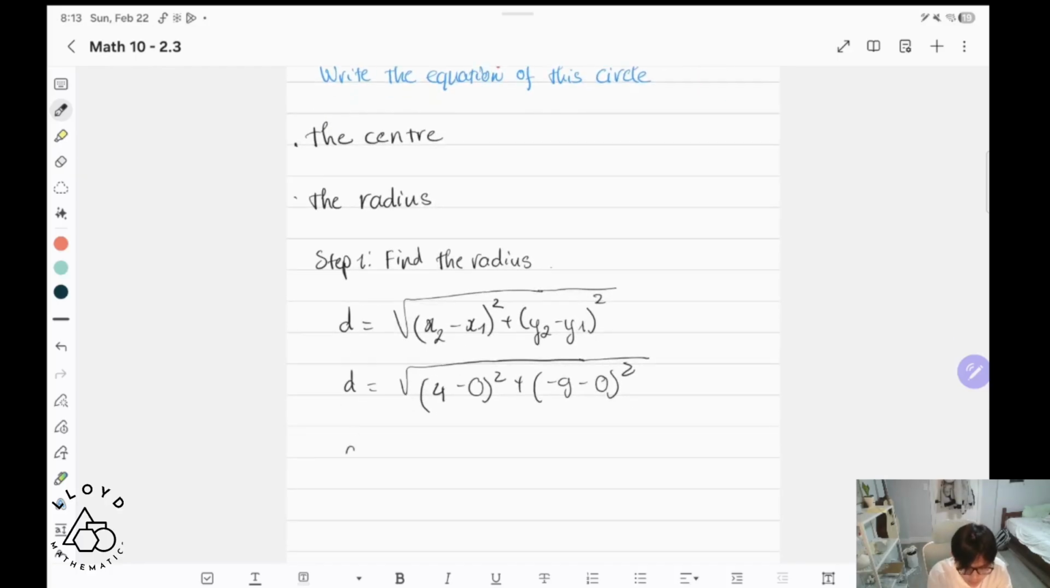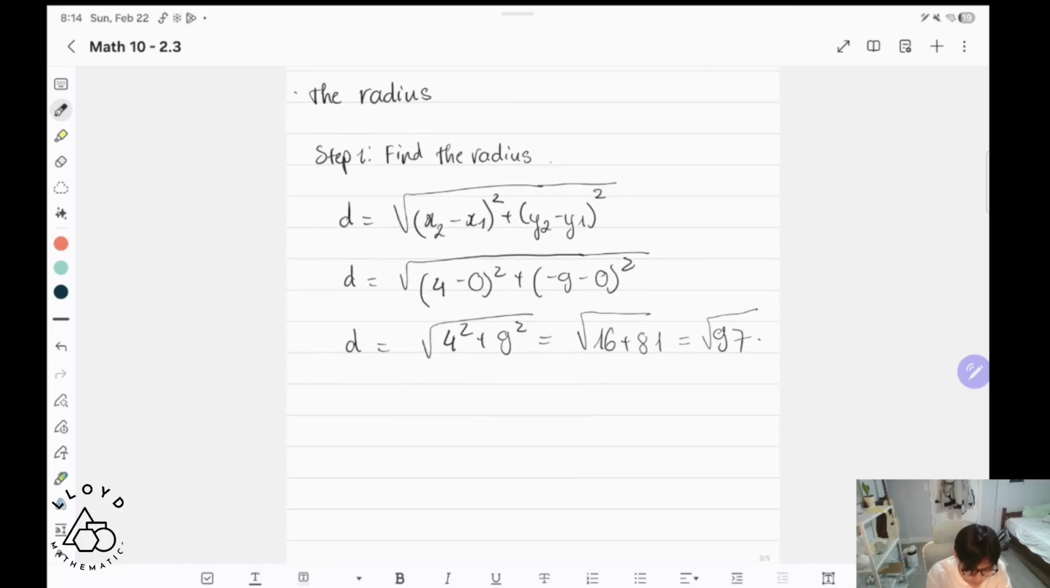And then this will become 4 squared plus 9 squared, right? And 4 squared is 16 and 9 squared is 81. So this will become the radical of 16 plus 81, which is 97. Okay, we already got the distance, which is the radius, right?